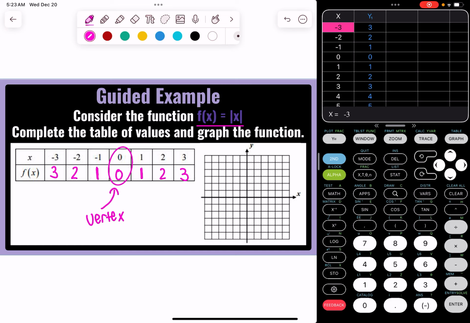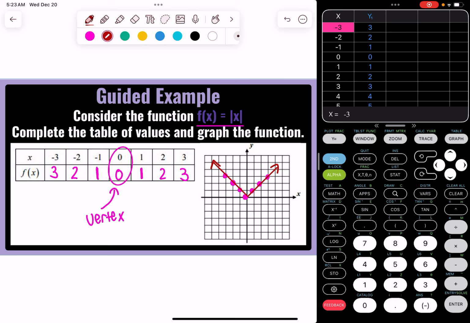So let's graph this. -3 up to 3. -2 up to 2. -1 up to 1. 0, 0, 1, 1, 2, 2, and 3, 3. Perfect. Now we are going to connect these points a little bit longer since we know it keeps going. And we are going to put some arrows. And this is the absolute value function.